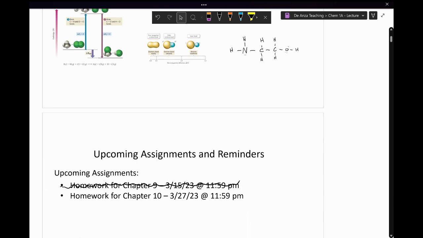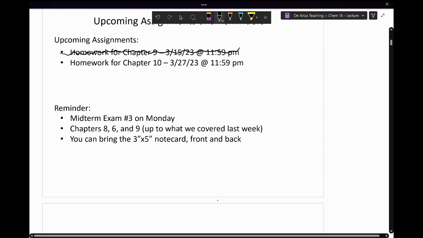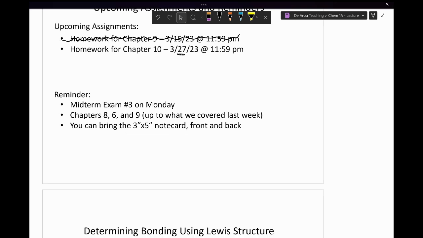And then the topic of our final lab, molecular models. And just a reminder, I've extended the due date for chapter 10 homework until the 27th, so the same day as our final. And then for our midterm that we have on Monday, it's just on chapters 8, 6, and 9, and then you can bring that note card.